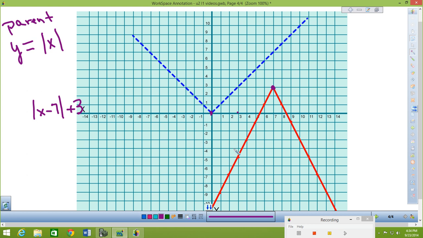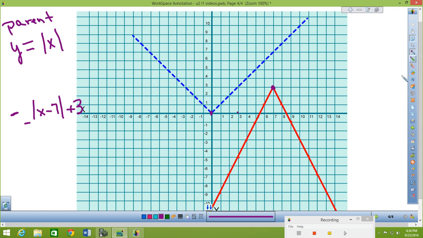Okay, now, next, I recognize that this is flipped upside down, so I know I'm going to have a negative up here in the front. And this new graph looks a little bit narrower than the parent graph, so I know that I've got a stretch. Okay, here's how I'm going to find what number goes right here.